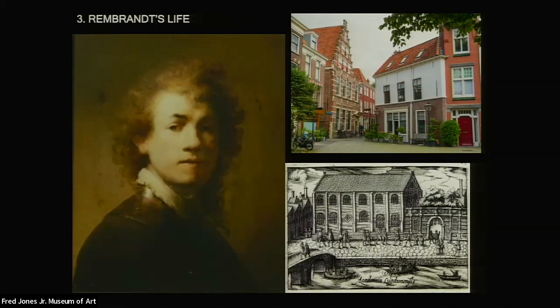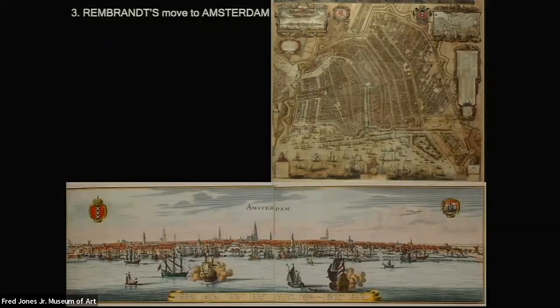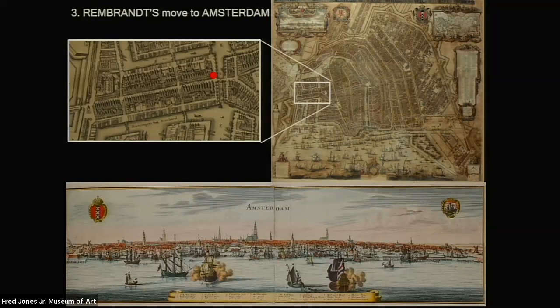After his initial training in painting, at the age of 26, Rembrandt moved to Amsterdam, a city beckoning with promise for a young artist. Here, Rembrandt initially went to live and work with an art dealer, Hendrik van Uylenburgh, who lived in a large house at the end of the central street in the artist's quarter. And the street is here in white.